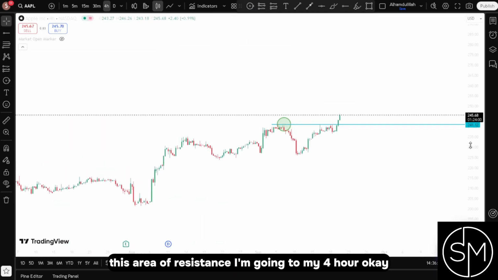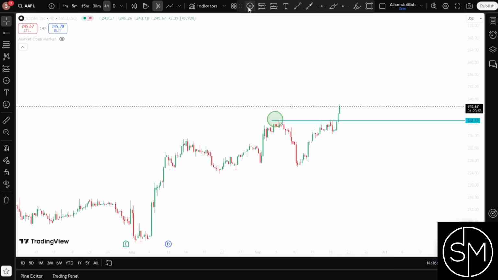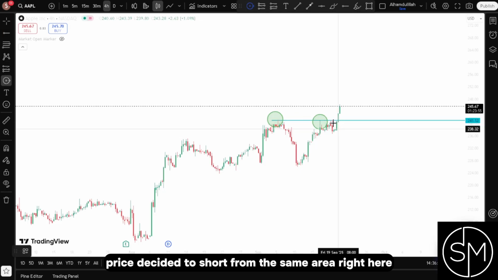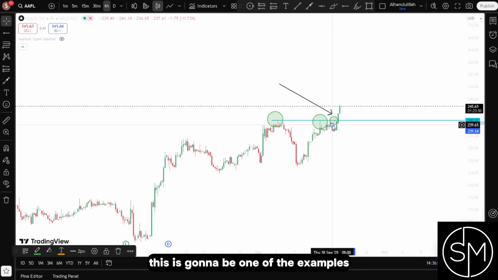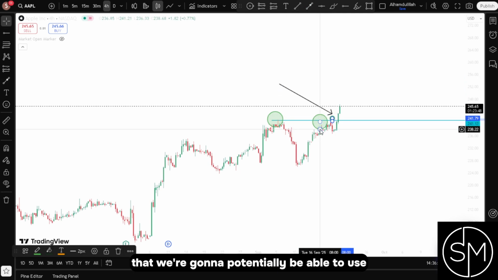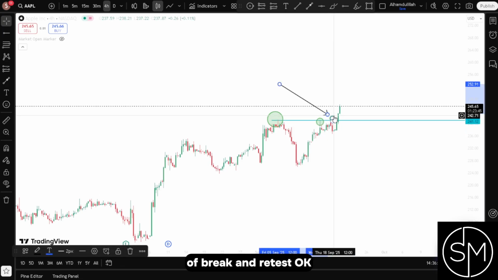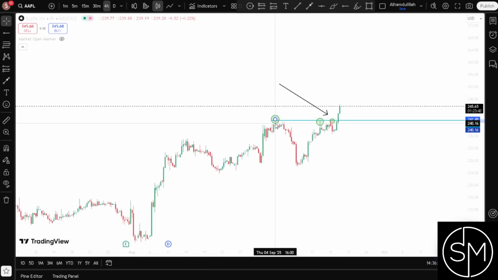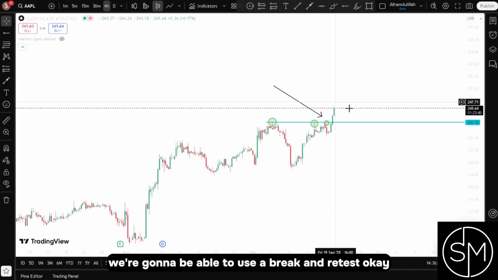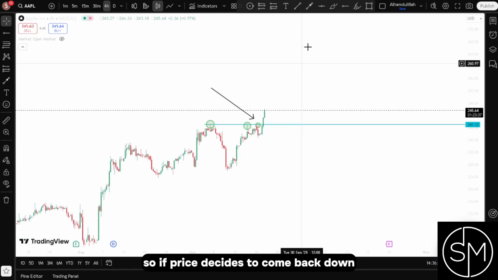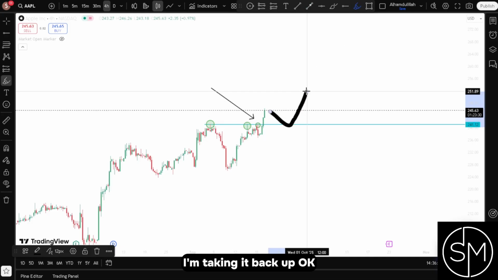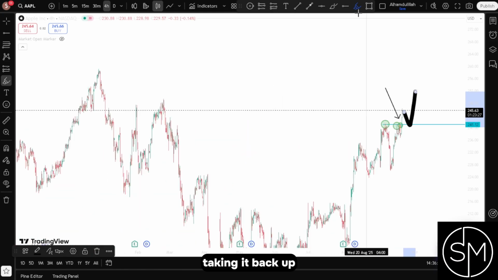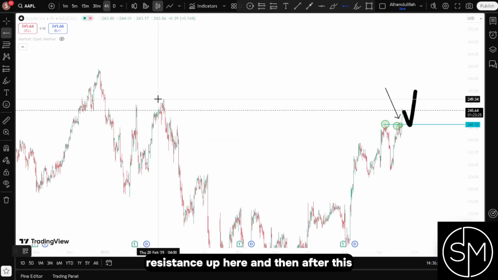I'm going to my 4 hour. I can see at this area, price decided to short from the same area right here. And I can see price now breaking out. This is going to be one of the big examples we're going to be able to use of break and retest. So if price decides to come back down and turn this area of resistance into support, I'm taking it back up, and my take profit would be something like this resistance up here.